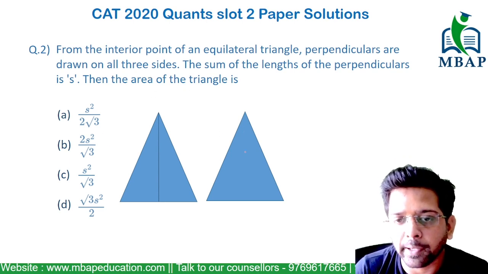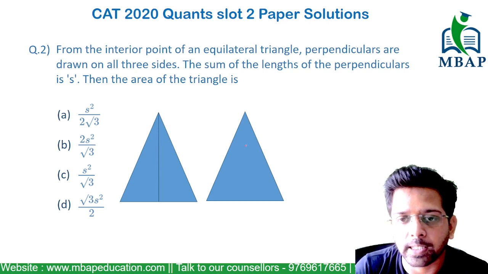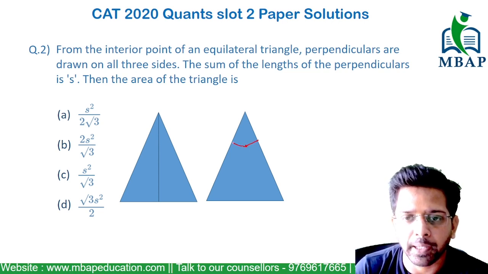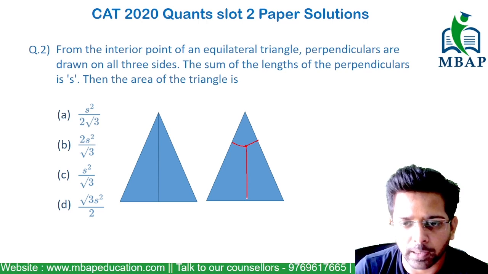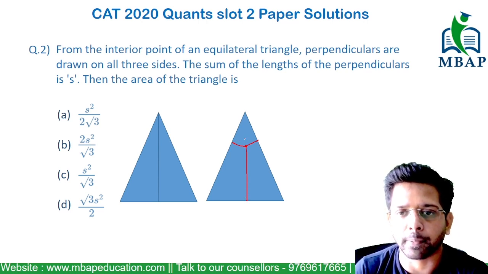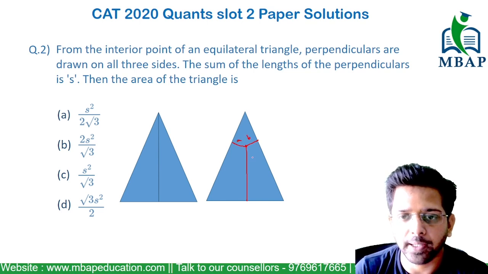Okay. Now let me give you an instance. Let's say my interior point could be here. I repeat, my interior point could basically be here. So from here, I can make a perpendicular here, I can make a perpendicular here, and I can also make a perpendicular here. Right? So my sum of length of all the perpendiculars will be, let's say, A, B, and C.